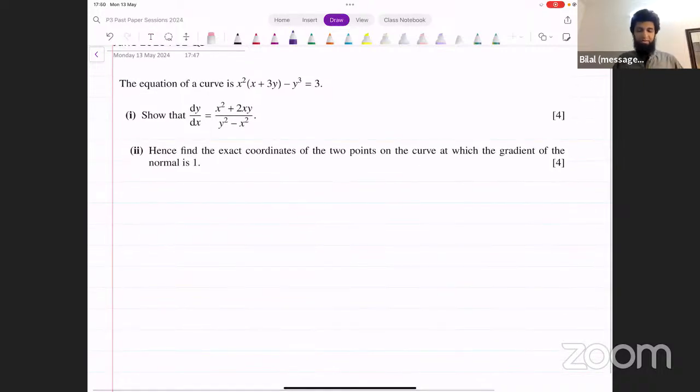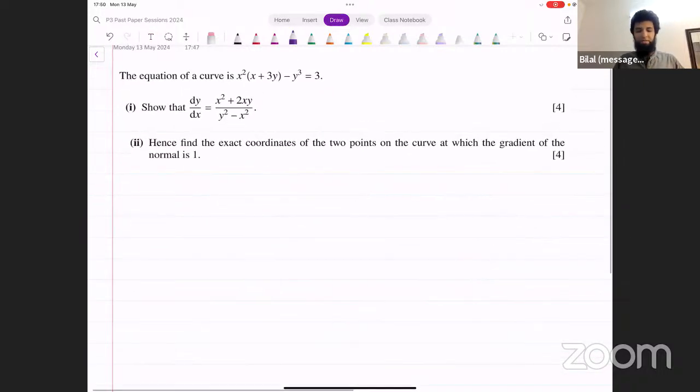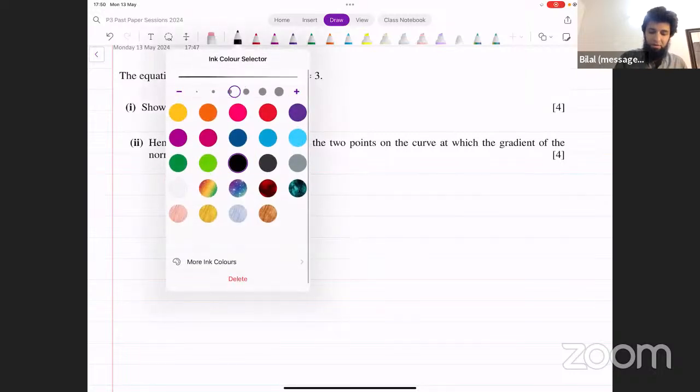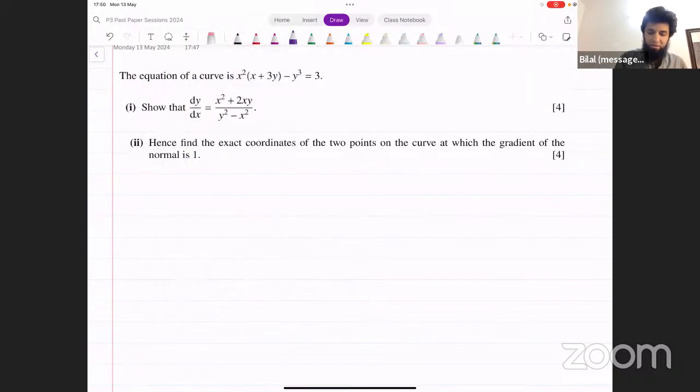Okay, so let's try this. It says the equation of a curve is x squared into x plus 3y minus y cube equals 3. What you need to do is find dy over dx. Now this is a type of problem where y is not the subject. So when y is not the subject, what you generally have to do is use implicit differentiation to find dy over dx. Now let's see how we can do that. I'll just change the pen sizes quickly.